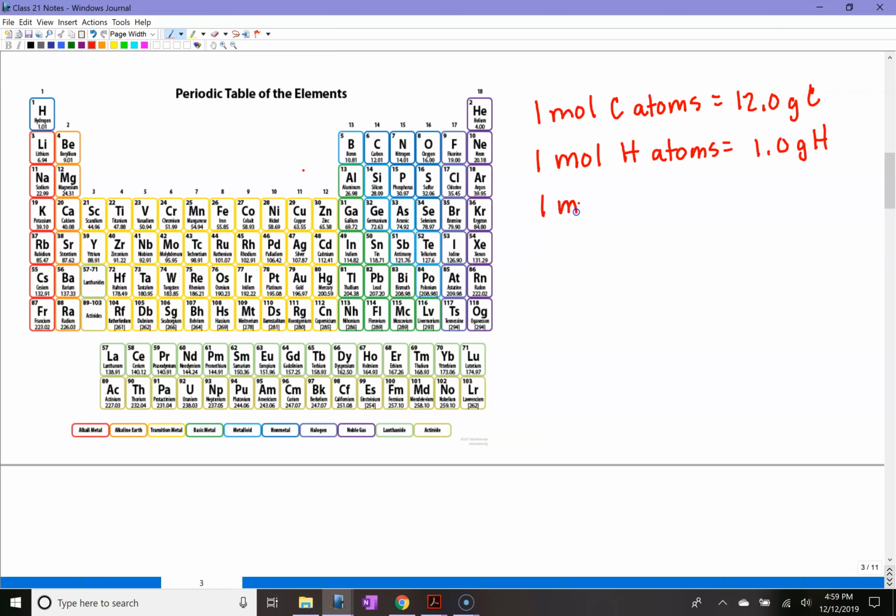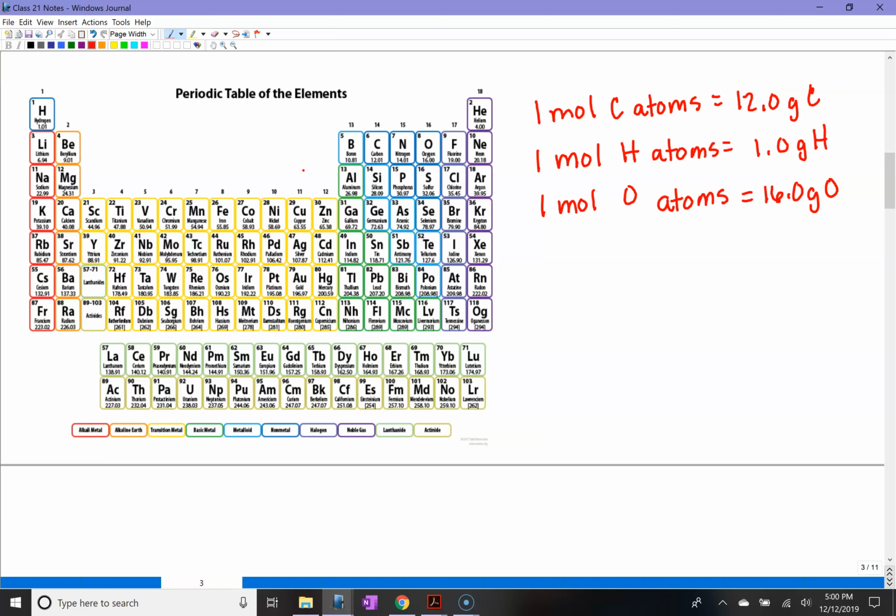1 mole of oxygen atoms would have a mass of 16.0 grams of oxygen. Now, the number on the periodic table square, you will round to the 10th place to get the mass of a mole.